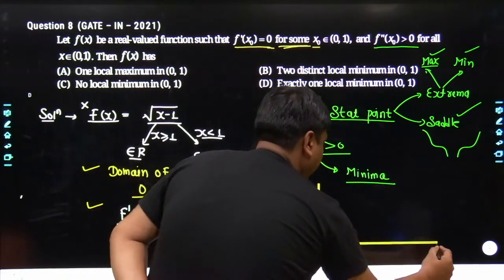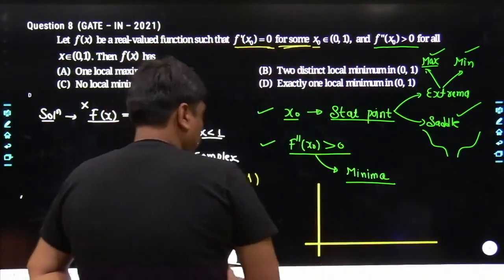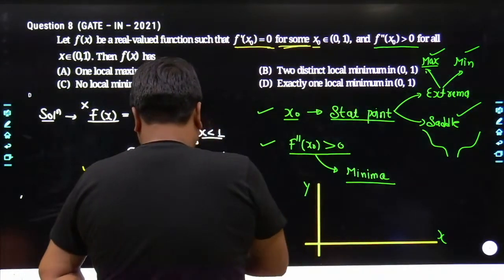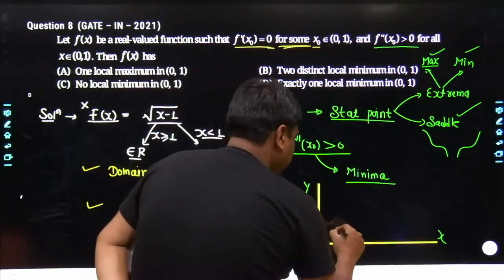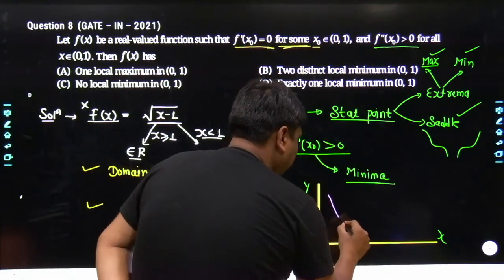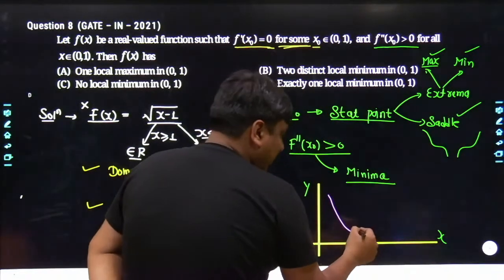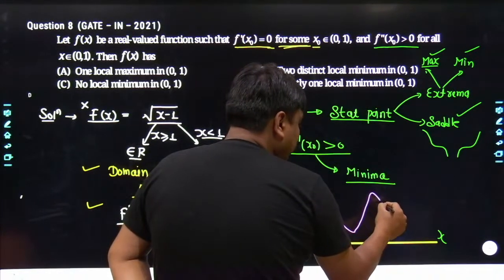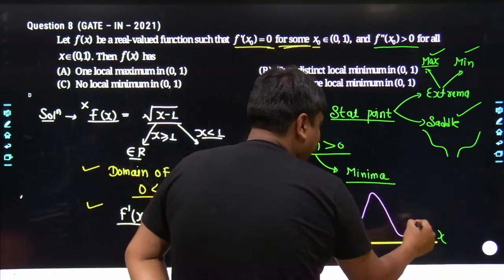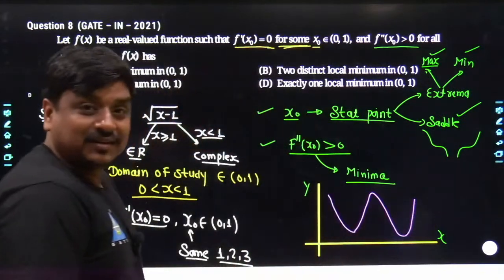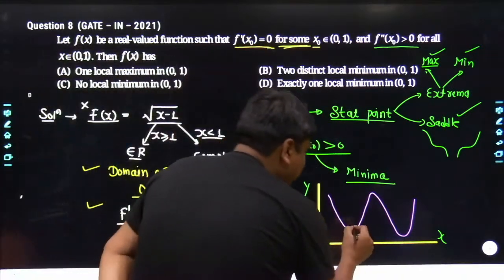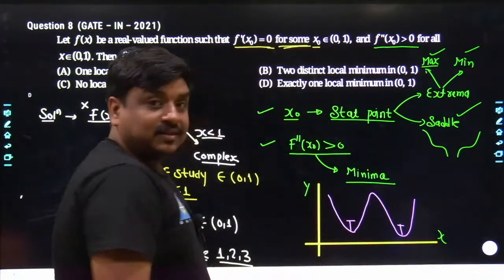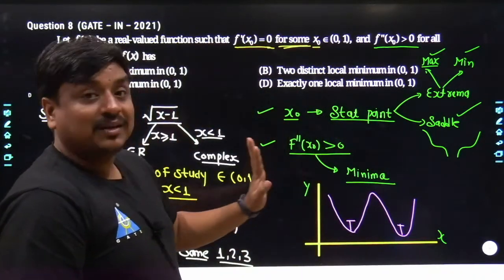If you have taken an x-axis as well as a y-axis, let me draw a curve over here. See, if you have drawn a minima, and if you had to draw the second minima, all the way you had to increase the function, then decrease, and then further increase. What does that mean? That means the two minima points cannot come adjacent. The minima would come after the maxima alone.